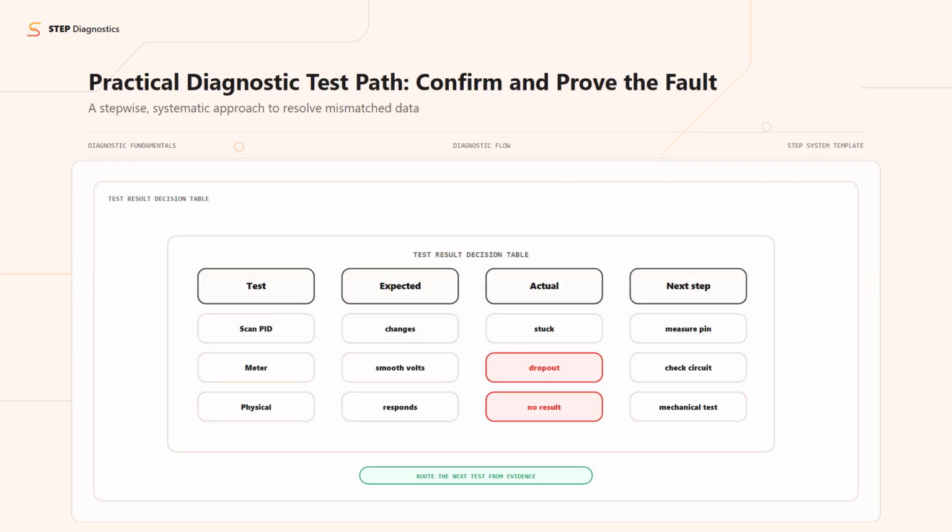Your practical workflow: reproduce the condition. Compare SCAN data to known good and your own measurements at key points: sensor, harness, and module. Trace offsets, drops, or logic failures to the correct fault source before taking action.